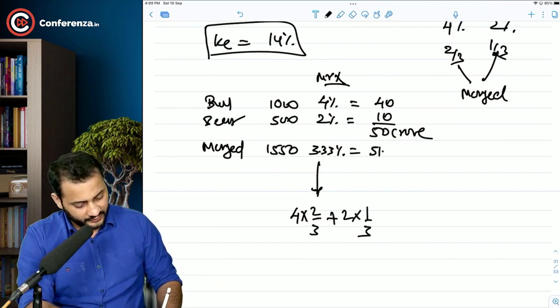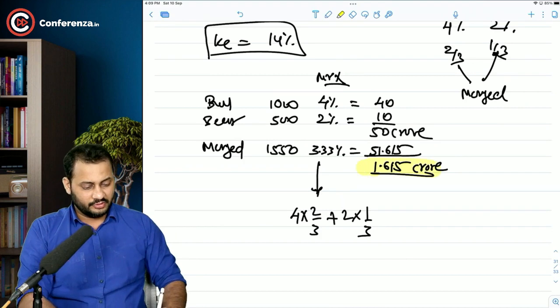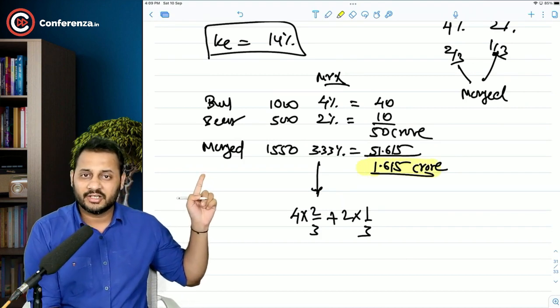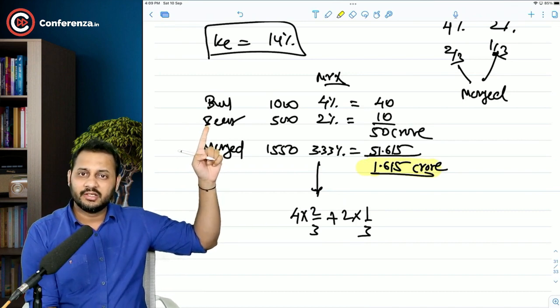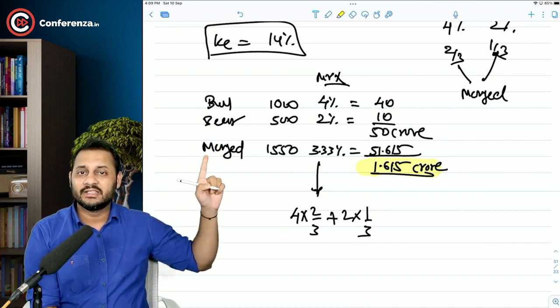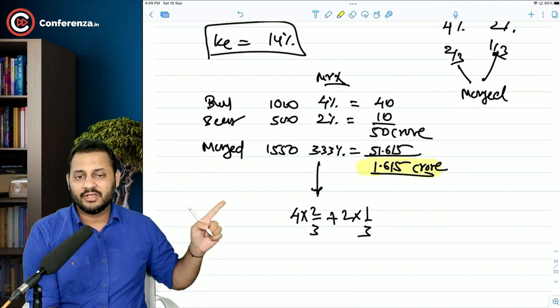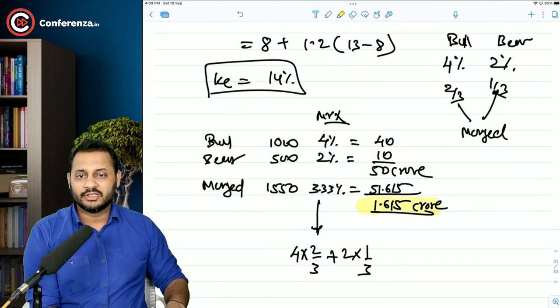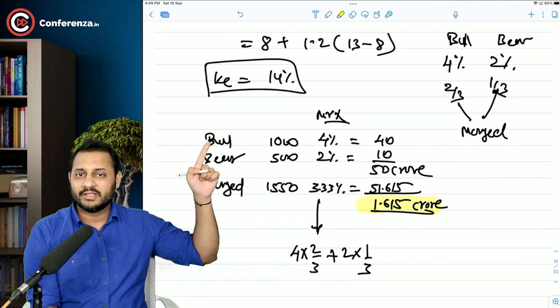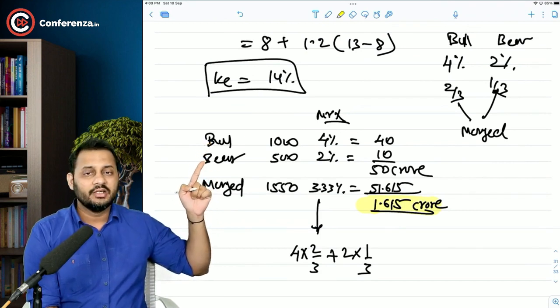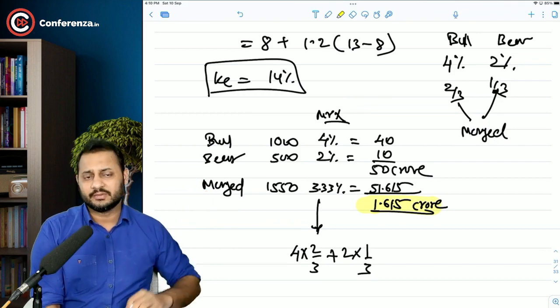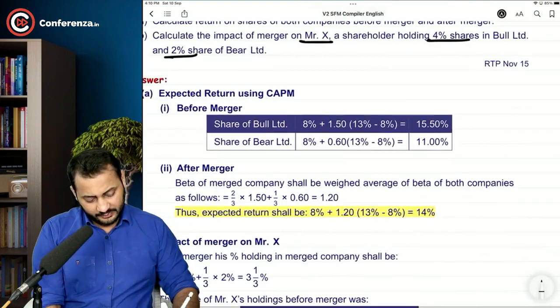That's 51.615. So his profit is 1.615 crore. This is the impact on the market value of Mr. X, who was holding 4% in Bull, 2% in Bear, and now is holding 3.33% in the merged entity. How did we calculate 3.33%? Obviously, these shareholders got 2/3 ratio, and in the merged entity, these shareholders received 1/3 shares in the merged entity. That's it.